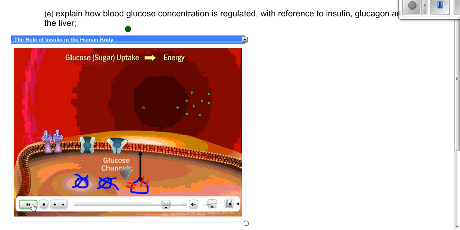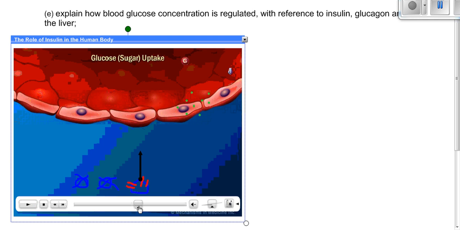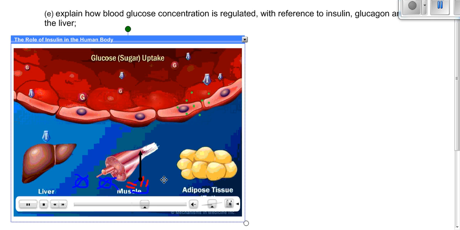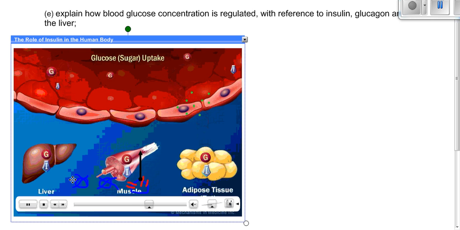So we'll just watch the next part of the animation. This shows you the glucose channels now moving to the membrane, and you can now see that any glucose that's in the blood can now bind with those channels and move through and into the cell. So I'm just going to rewind that a little bit. We'll play that again. So remember, this is just focusing on the muscle cells.